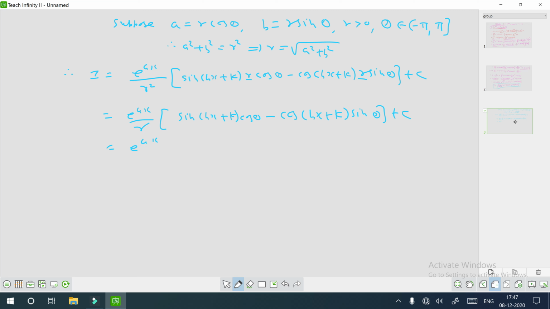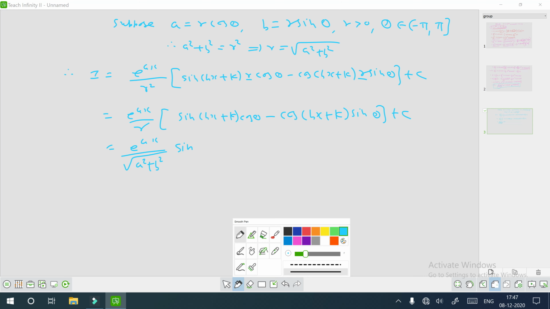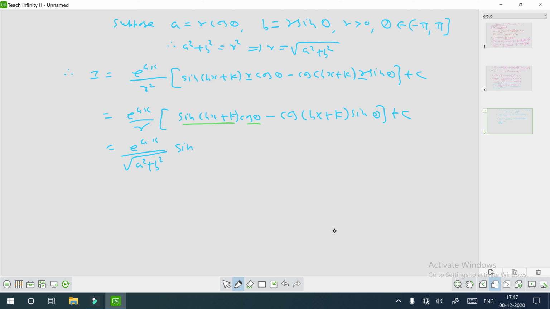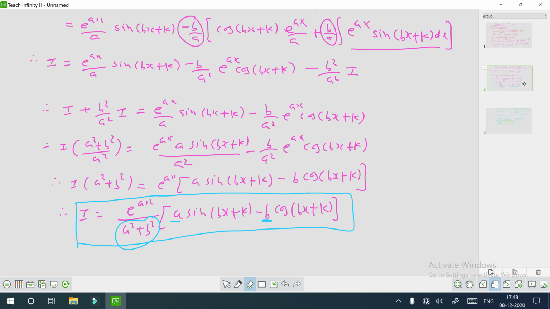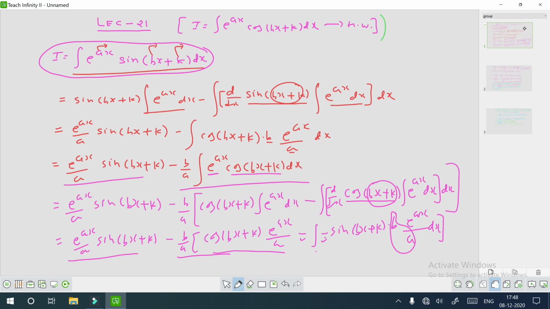That is equal to e raised to ax over under root r square, meaning a square plus b square. See, this one is a formula: sin alpha cos beta minus cos alpha sin beta is the formula of sin of bx plus k minus theta, plus c, where theta can be obtained with the help of these two forms. Clear? Keep this in mind. This one is most important for MCQ. Keep this form in mind, as well as this form. Clear? Yeah.